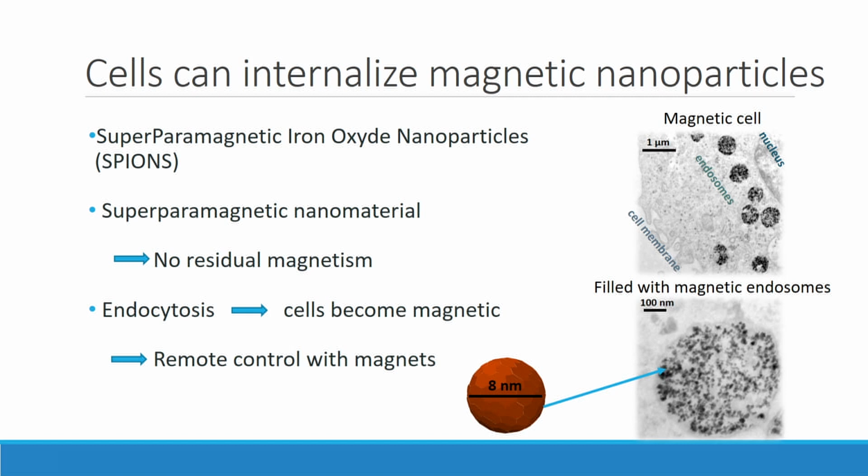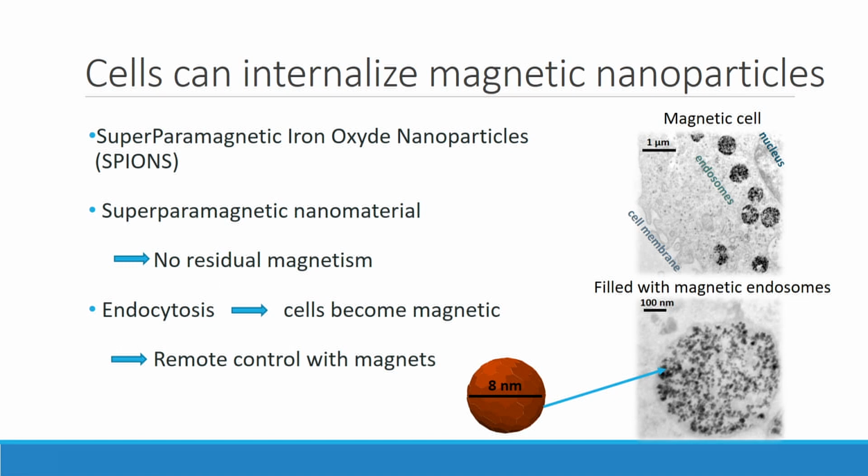These particles are made of iron oxide and are a few nanometers wide, which makes them superparamagnetic, meaning that they are magnetic, so I can control them with magnets. But the moment I remove the magnet, there is no residual magnetism. So the force I apply is very precise. And in addition to that, these particles can be internalized by cells through endocytosis.